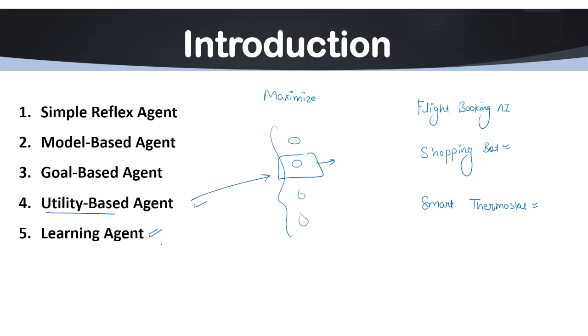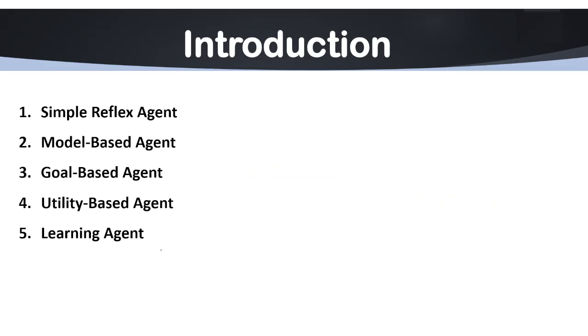Last point is learning agent. It can learn from past experiences and improve its performance over time. Basically, learning agents have four parts. Let me write it here. It has four parts. First one is your learning element. Another is the performance element. Third point is the critic element, and fourth point is the problem generator.